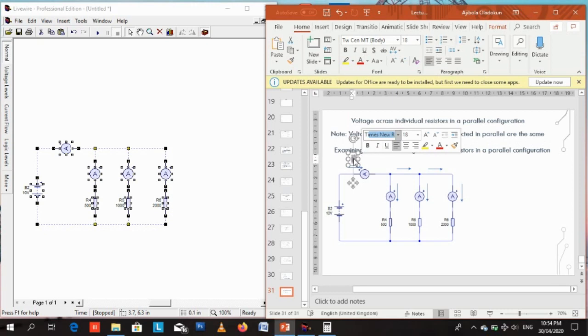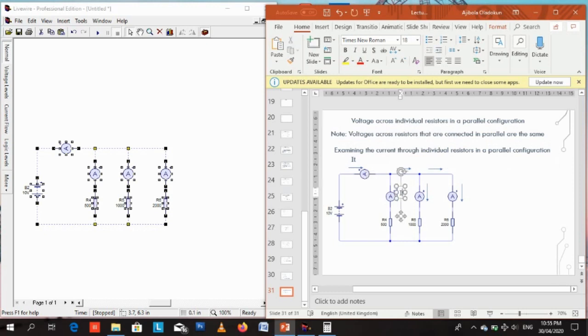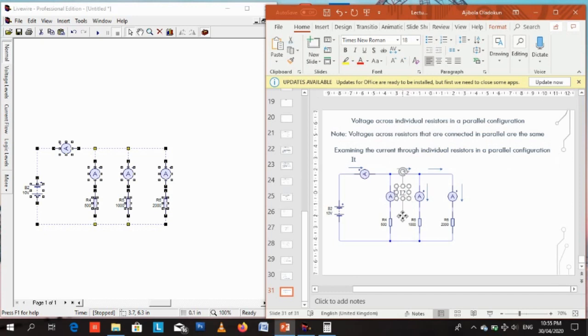Let's change the font to Times New Roman so that we can see the IT very well. I and T. That's total current. So the total current being supplied by the voltage source is IT. So IT comes out from the battery. Now when it gets here to the first intersection, it branches into two.